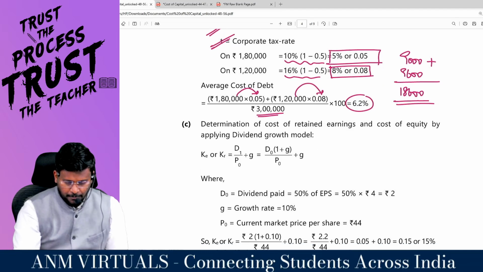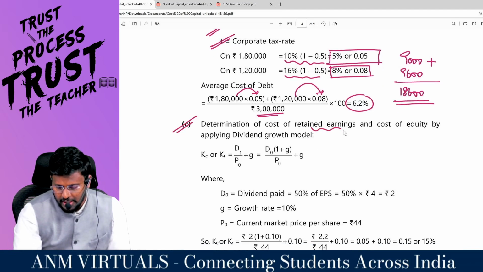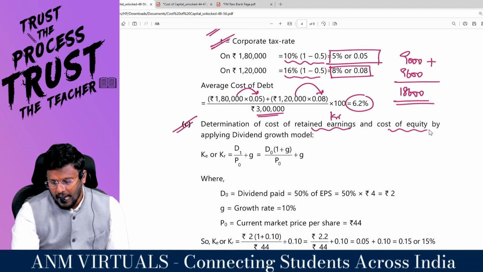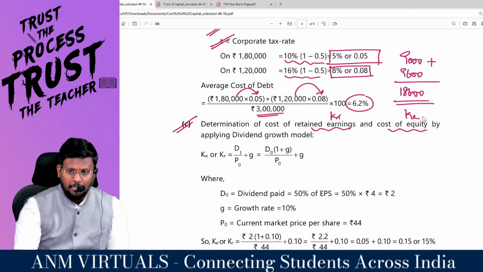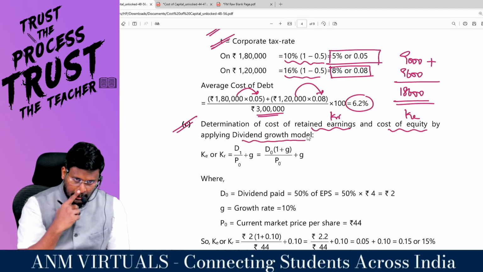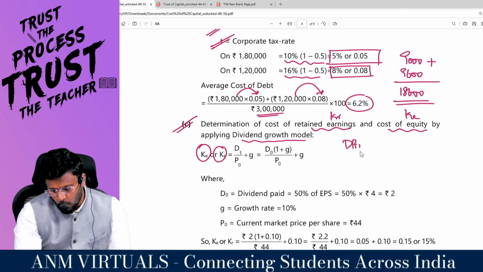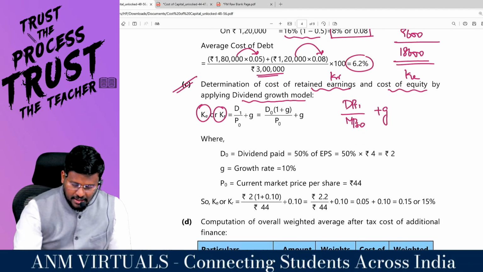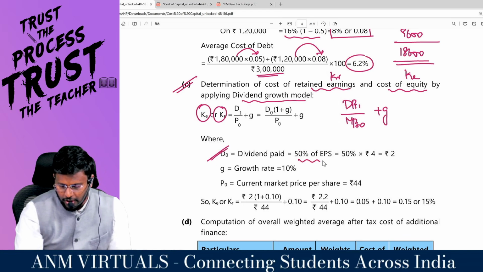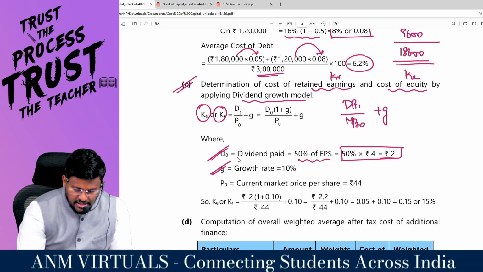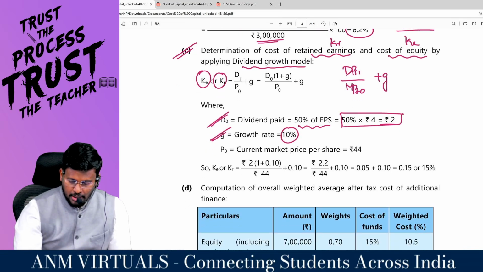We will check the answer for third part. Determination of cost of retained earnings, that is KR, and cost of equity, that is KE, by applying the dividend growth model. KE or KR is equal to DPS 1 divided by MPS 0 plus G, where DPS 0 means dividend paid, 50% of EPS. 50% into 4 comes to 2 rupees. G is equal to the growth rate, 10 percentage.